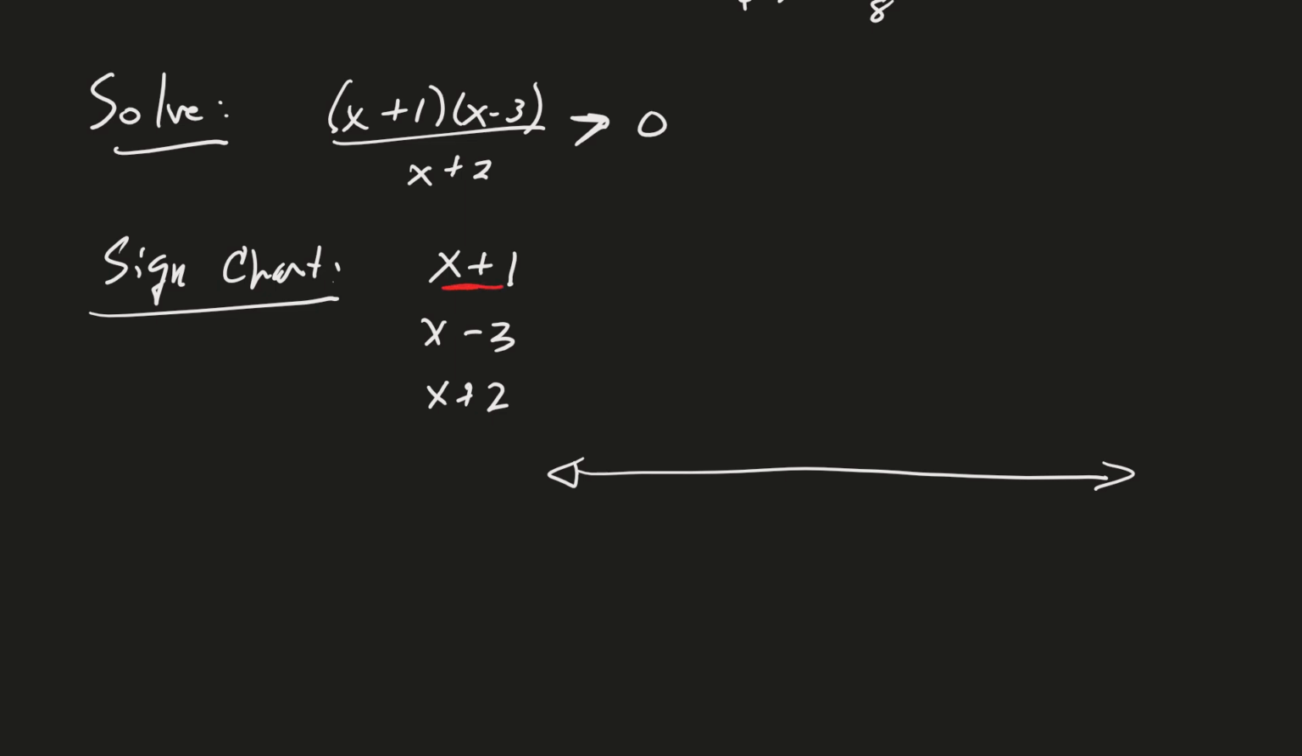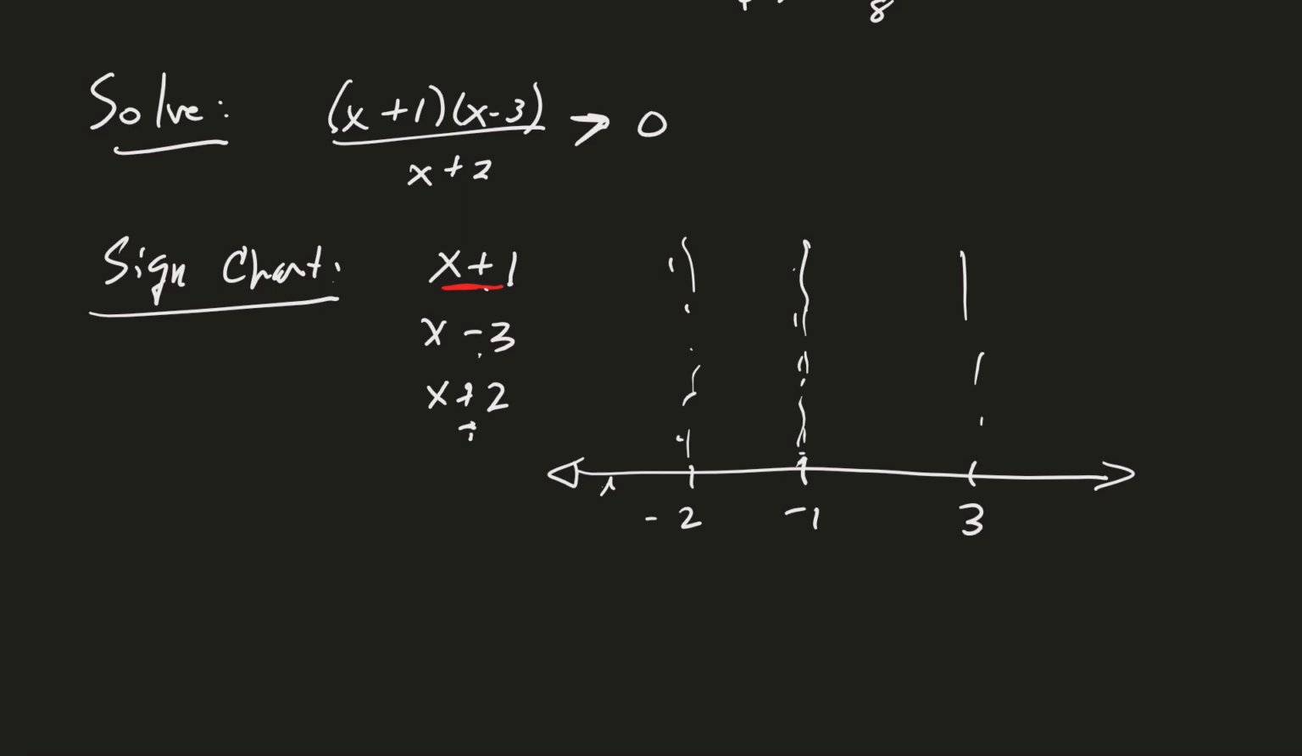So this first one is equal to 0 at -1, and so we break the number line at -1. The next one is 0 at 3, and the next one is 0 at -2. Okay, and so what happens is that these numbers break the number line into different regions. And so now we just go through and take a sample point out of each region and plug it into each of our factors, and we see if each factor is either positive or negative.